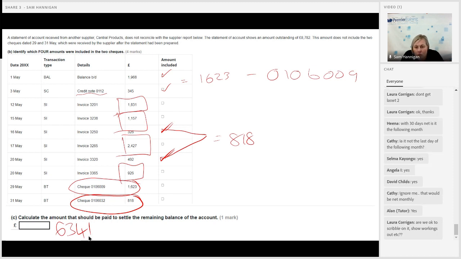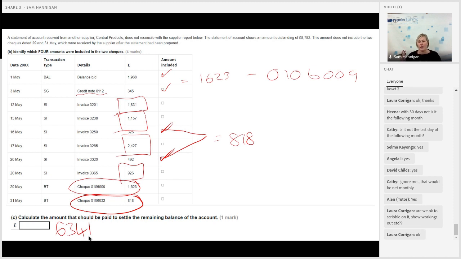Are we okay to scribble on it? Show workings. Well, you won't be able to scribble on it, will you? Because it's on screen. Everything's done on screen. But you can have scrap paper in the exam. So you just ask your exam centre for some scrap paper and they will give you some. You know what I mean? But obviously, because everything's on screen, please don't scribble on screen because you will be in trouble.